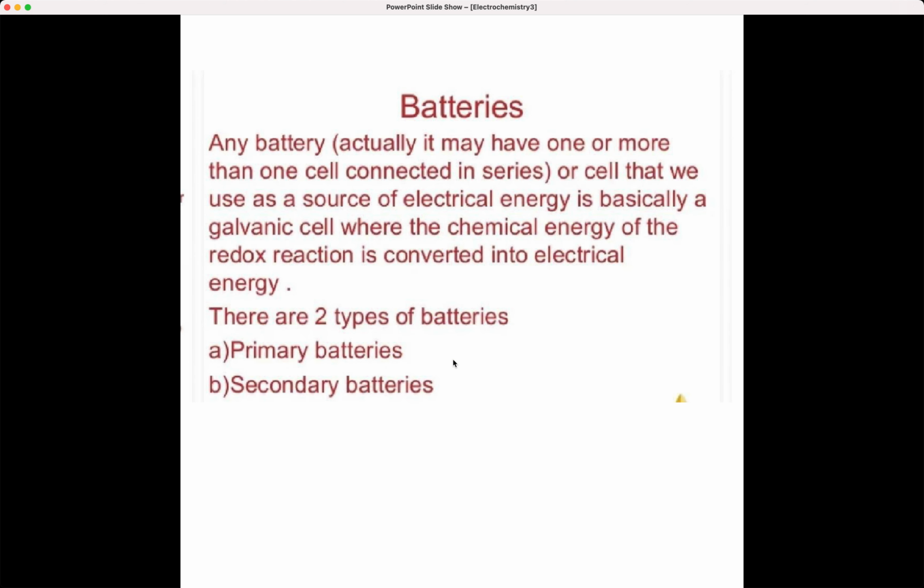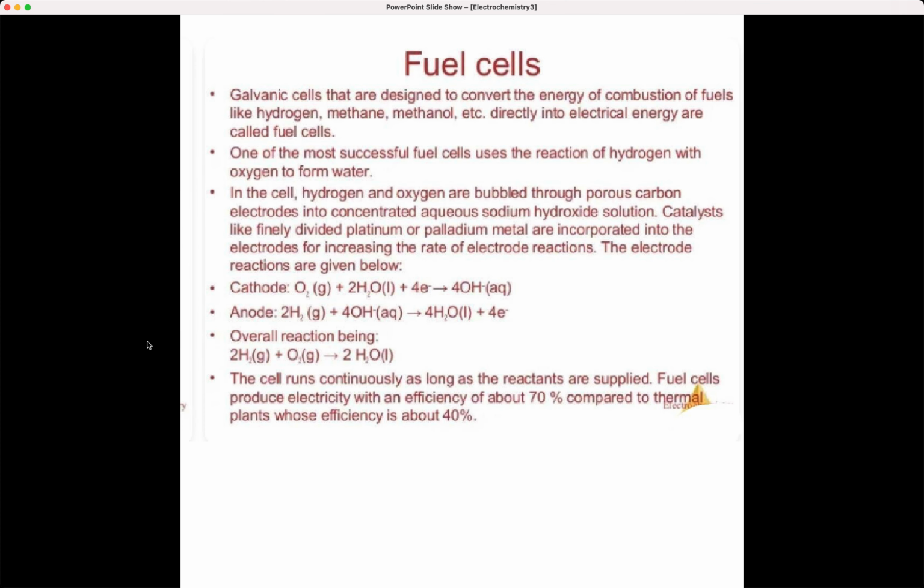Okay, now what are batteries? A battery may have one or more than one cell connected in series. It is a cell we use as a source of electrical energy. That is basically a galvanic cell where the chemical energy of the redox reaction is finally converted into electrical energy. Two types of batteries are there: primary batteries and secondary batteries. Already I discussed primary batteries.